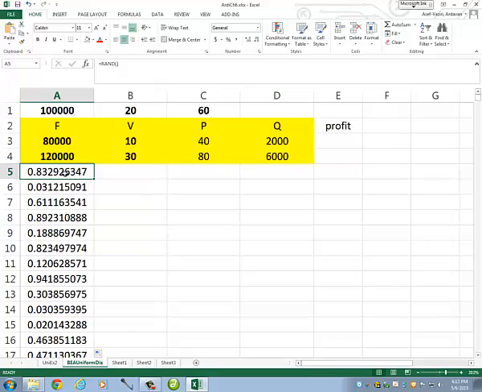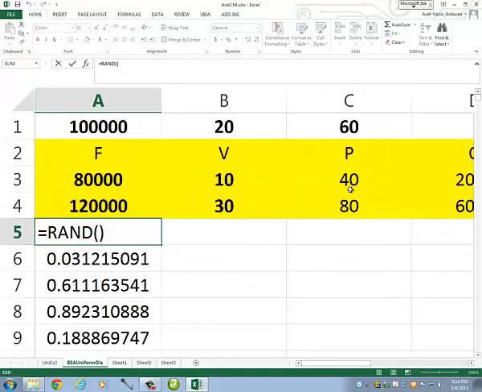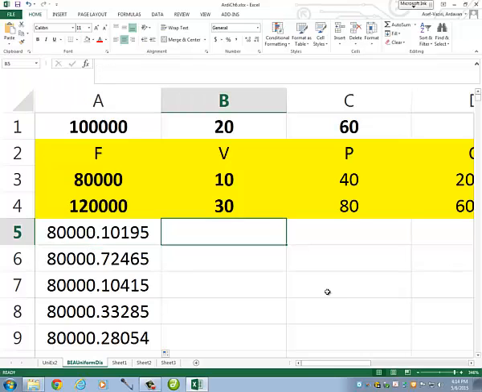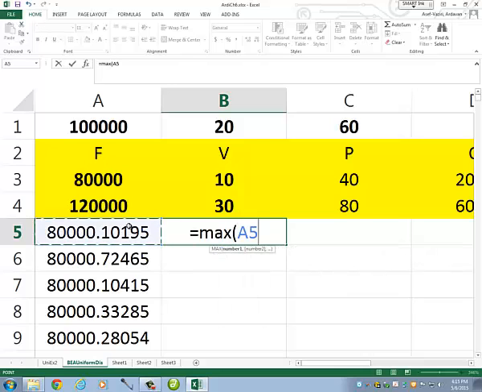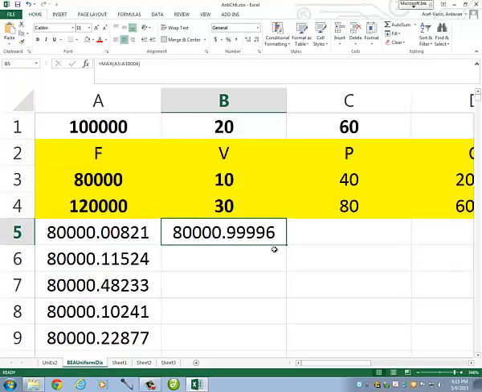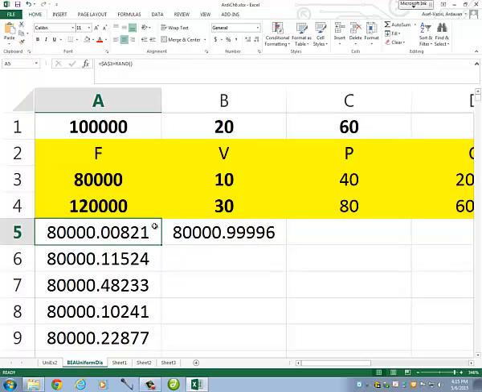But I don't want a number between 0 and 1. I want something between 80,000 and 120,000. Therefore, I can come here in this cell. Instead of typing rand, I can type 80,000 plus that random number, and I lock A3 because I want to copy it down, so I put a $ sign in front of it, and then I copy it down. Now these numbers start from 80,000, but unfortunately they don't go up to 120,000, because if I type max of these numbers, enter, that max is almost 80,001, not 120,000. Now I was able to create a number between 80,000 and 80,001.